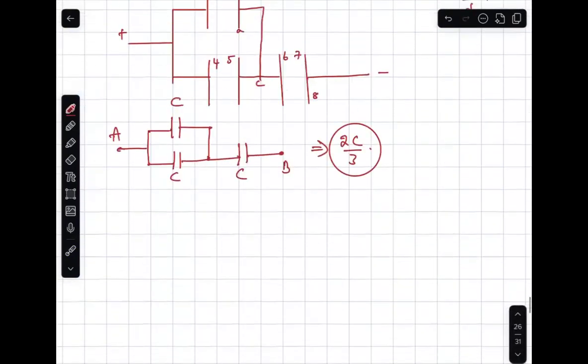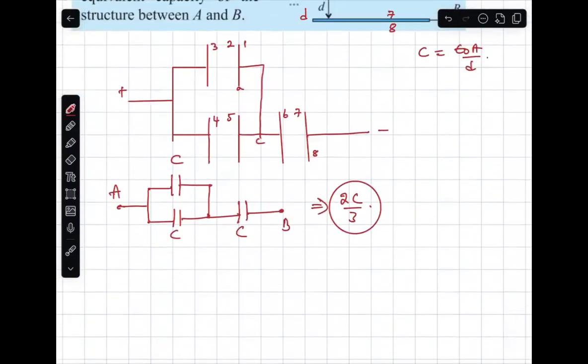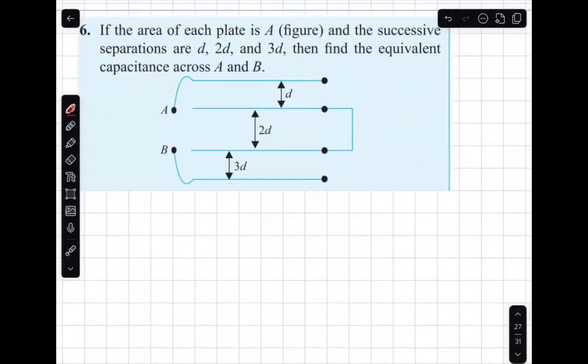But in this question, the answer is not 2C by 3. It is 2 by 3 epsilon naught A by d, because they haven't given anything about C. Out of all, this is the easiest case.